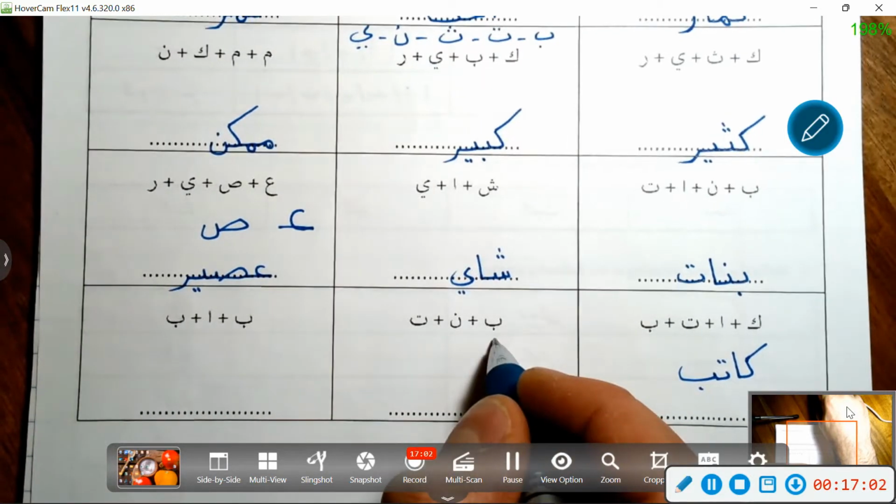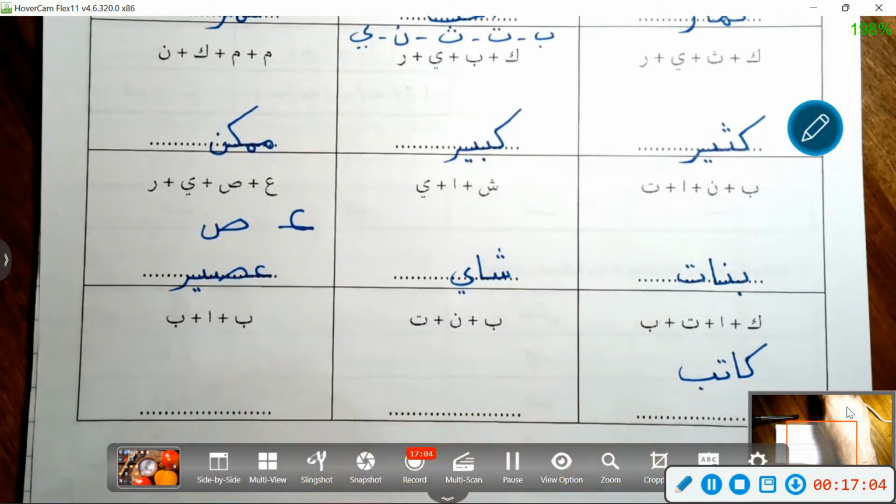Next, ba, noon, ta. And they're all connected in a very simple way. This is the ba, this is the noon, and this is the ta. Ba, noon, ta. Bint.